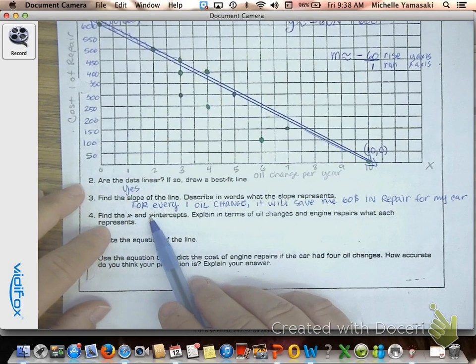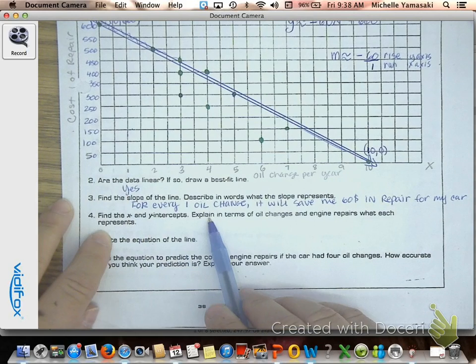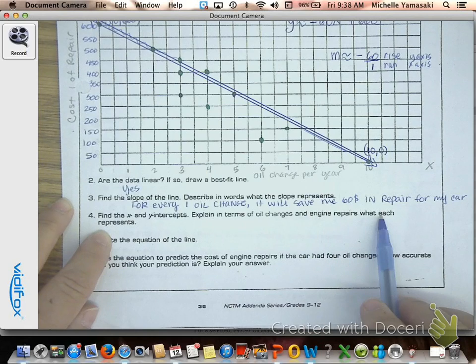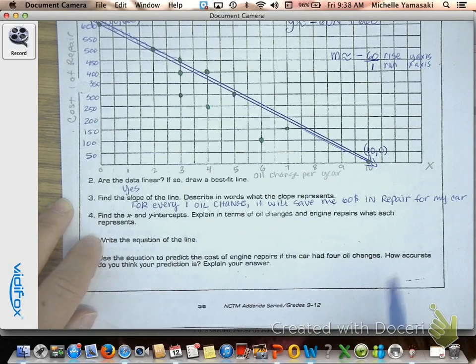Find the x and y intercepts. Explain in terms of the oil change and the engine repairs what each represent.